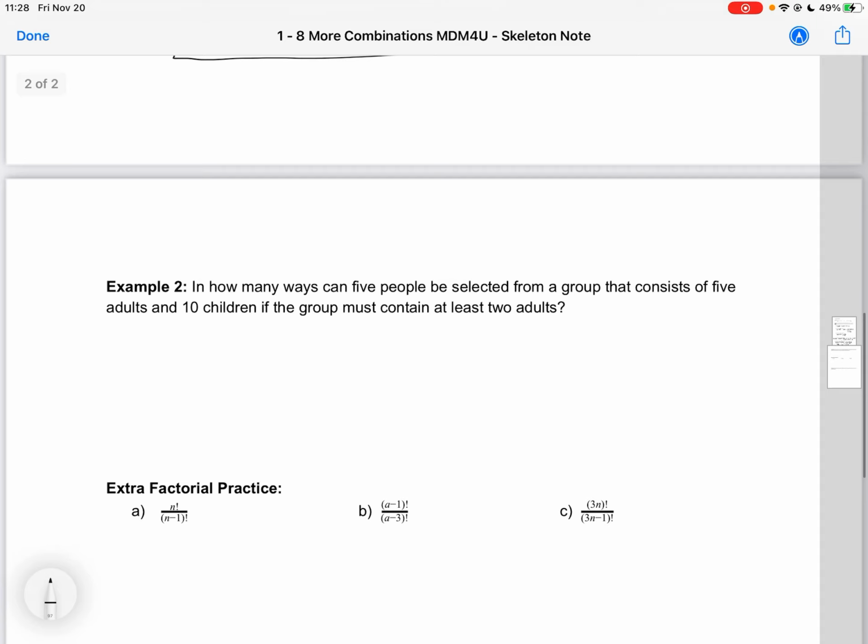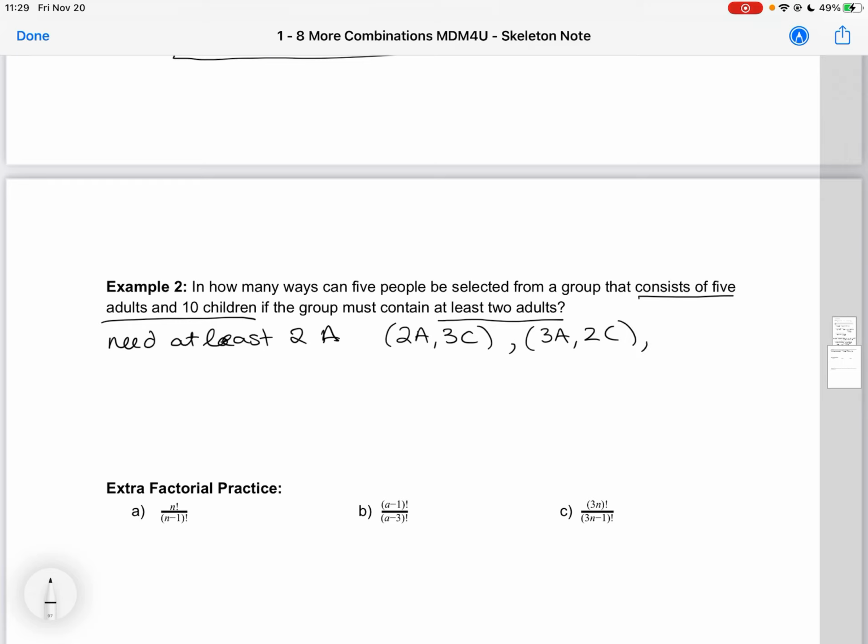Okay. Let's look at another example here where we're going to use our indirect method. So in how many ways can 5 people be selected from a group that consists of 5 adults and 10 children if the group must have at least 2 adults? Okay, so we need at least 2A. We'll use A for adults. So we could have the groups 2 adults and 3 children. We could have 3 adults, 2 children. We could have 4 adults and 1 child, or we could have 5 adults.